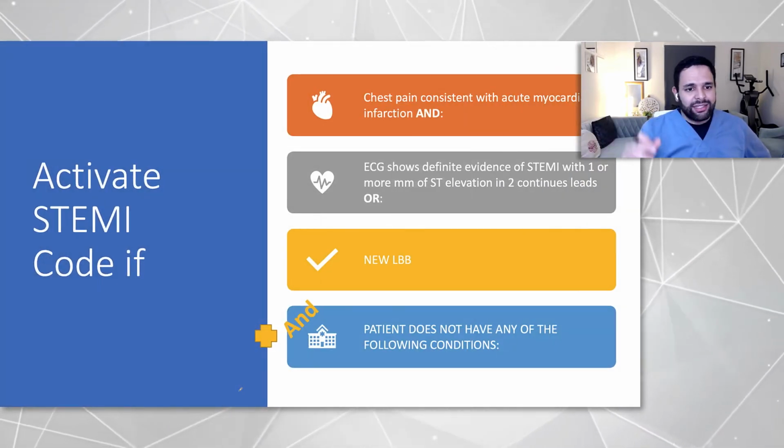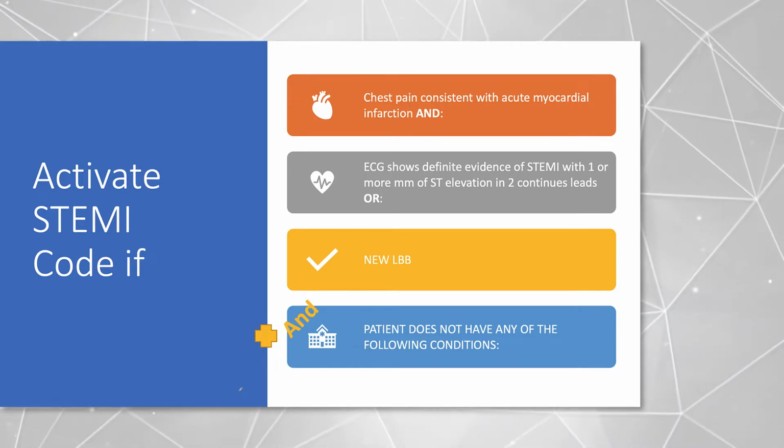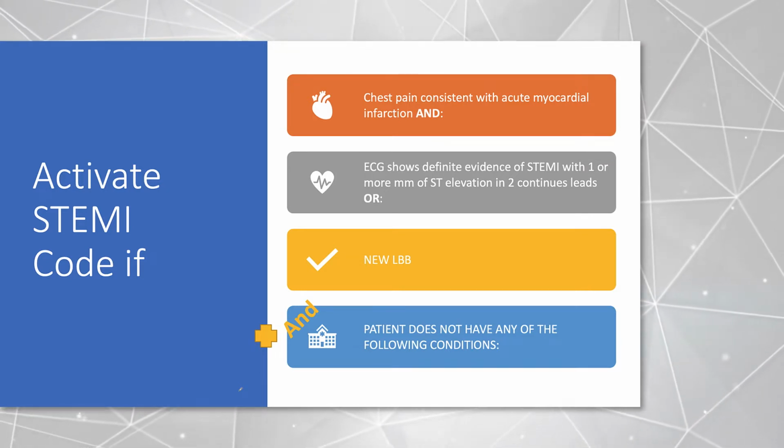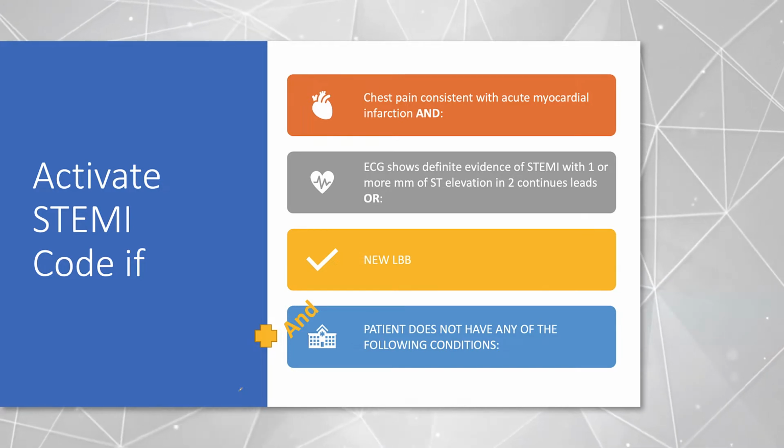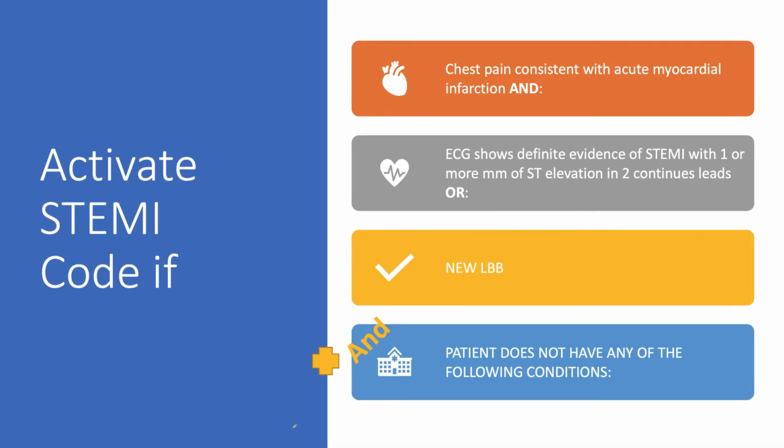So when to activate a STEMI code? You activate it if the patient has chest pain consistent with acute myocardial infarction and the ECG shows definite evidence of ST elevation with 1 or more millimeters of ST elevation in 2 contiguous leads. That's 2 small squares, or 1 small square in the limb leads. And new LBBB, again, those are 3 Bs, left bundle branch block.